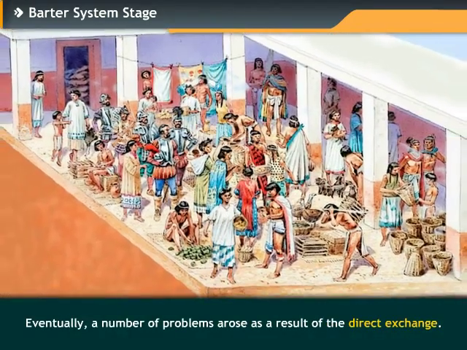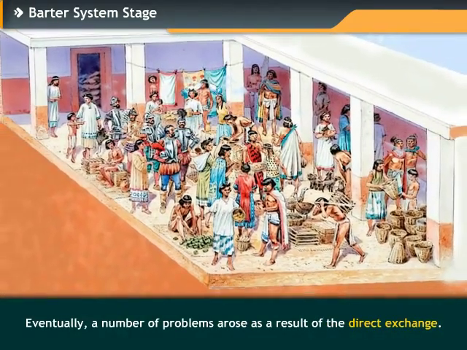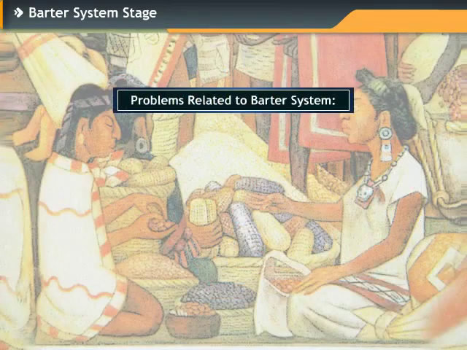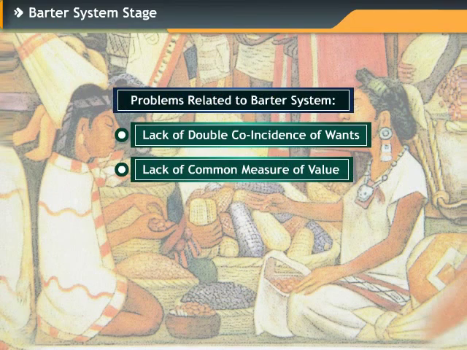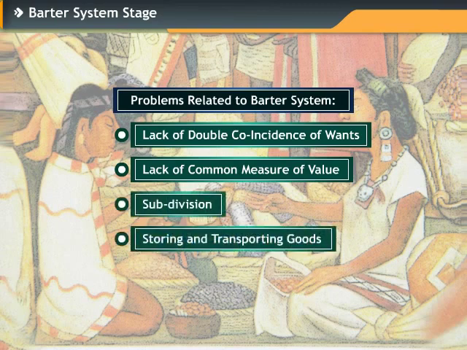Eventually, a number of problems arose as a result of the direct exchange. Some of these problems were the lack of double coincidence of wants, the lack of common measure of value, the problem of subdivision, and the problem of storing and transporting goods.